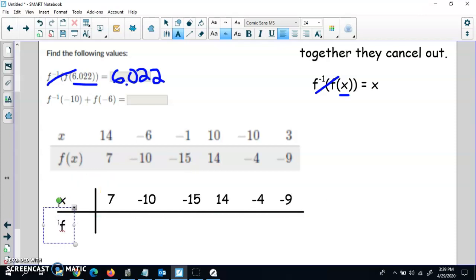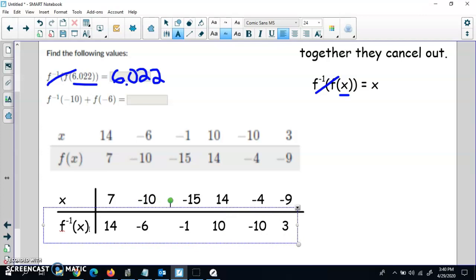And you do the same thing down here at the bottom. So f inverse of x, and we'll write it the right way. F inverse of x. All right, looks like this, and you just switch them around. So what was once on the top is now on the bottom, -6. What was once on the top is now on the bottom. I'm trying to keep it together. And then 3. You see that?